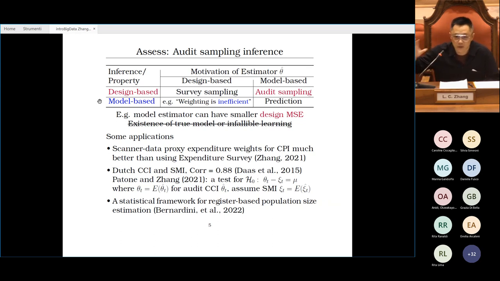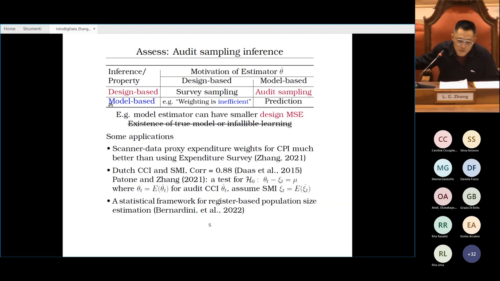It's all possible. But at the moment, if you want something that you're familiar with, you can accept, this is the thing you can do. So some applications I'm talking about, for example, scanner data proxy expenditure weights. So it's just the scanner data contributed weights versus the expenditure survey. It can be shown that it's much, much, much better. You need 100 times the size of the expenditure survey to get as close, the variance you can get closer to the bias, basically, something like that, okay?